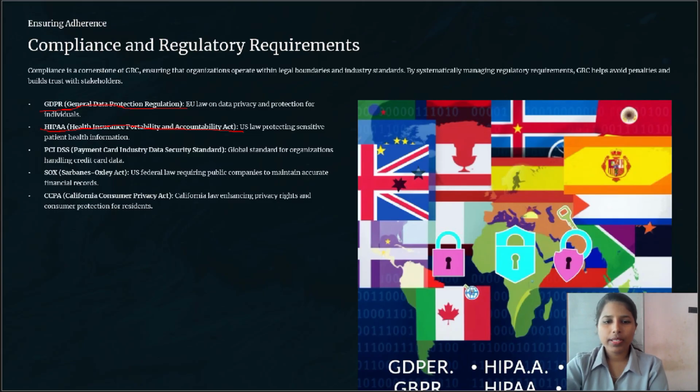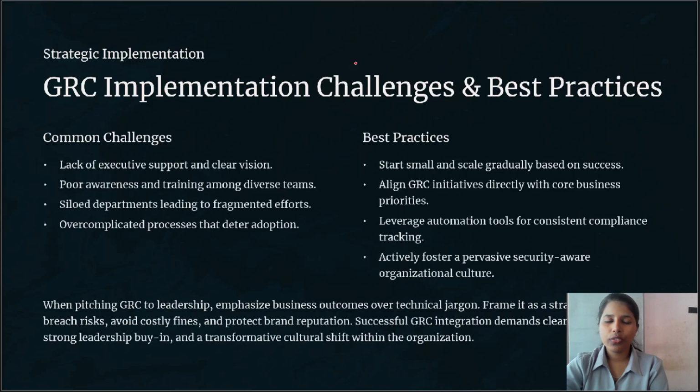Next is PCI DSS, the Payment Card Industry Data Security Standard. It's a global standard for what organizations have to do when handling credit card data. And what about SOX? It's a US federal law that requires public companies to maintain accurate financial records. And there's CCPA, the California Consumer Privacy Act, a California law enhancing privacy rights and consumer protection for residents. So these are the regulatory requirements we have to follow.